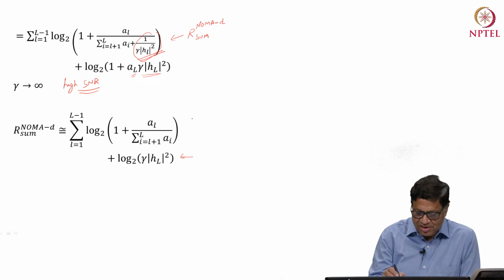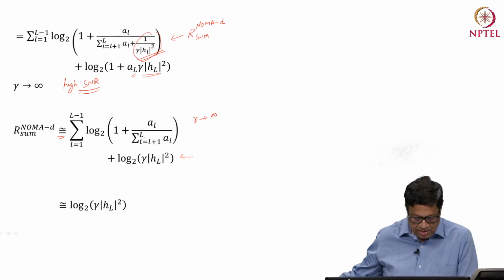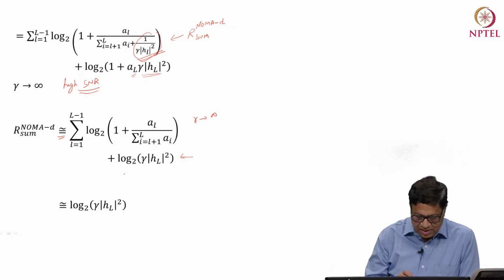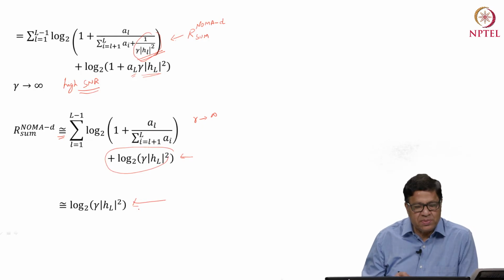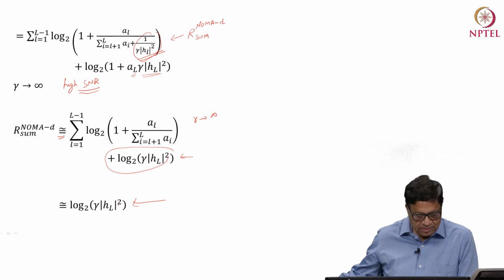So this is for when gamma is tending to infinity. So the above expression can be approximated in this fashion. And this basically, because again gamma is tending to high, this term will dominate as compared to the first term. So we get a very good, approximate and clean result for our NOMA sum for the downlink, which is log 2 gamma |H_L| square. So this is the rate for the downlink sum rate.